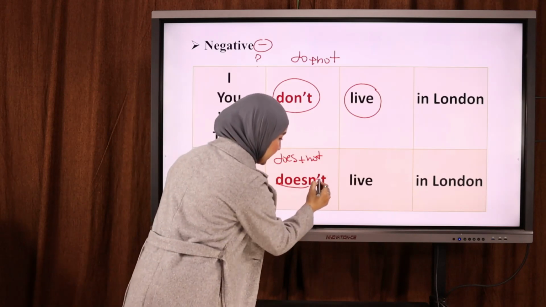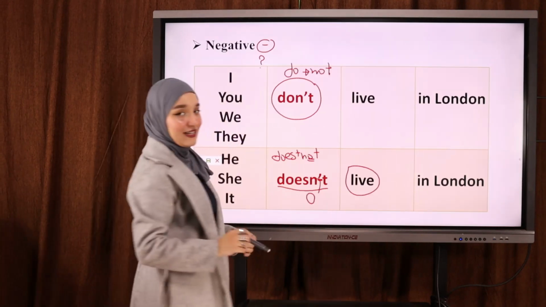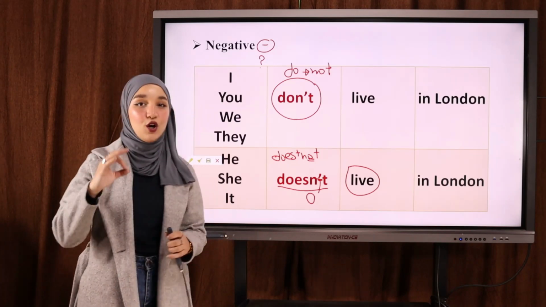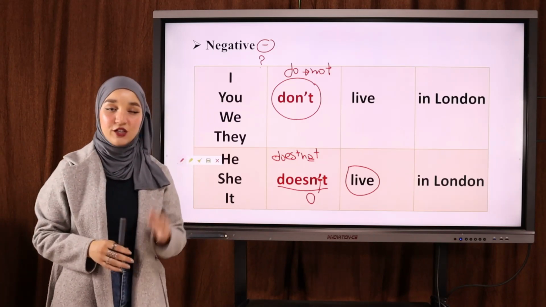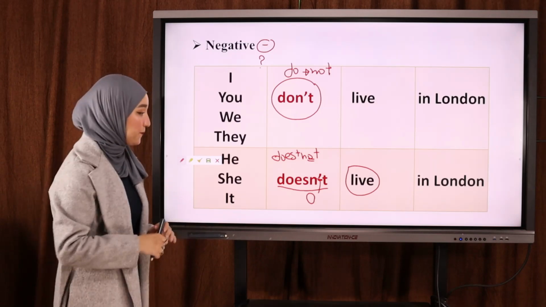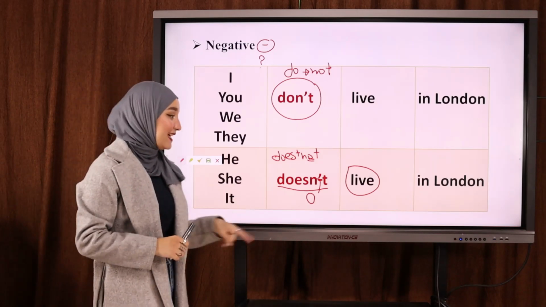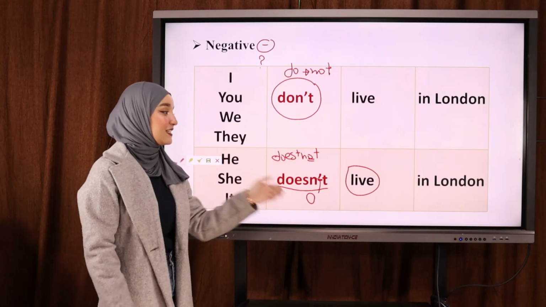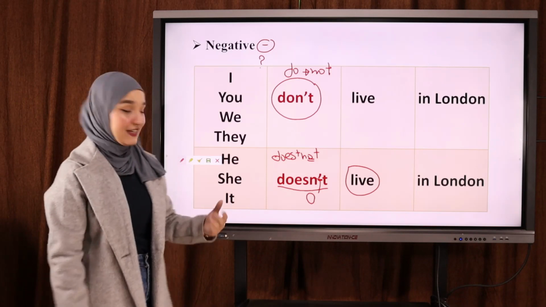So the apostrophe here, this is something you keep in mind. It always takes the place of the vowel, O or I or A. Okay, just O, I or A. So he, she, it doesn't. He doesn't live in London. She doesn't live in London.